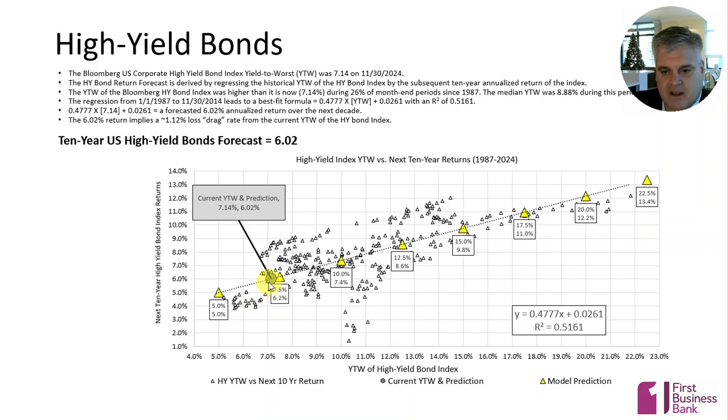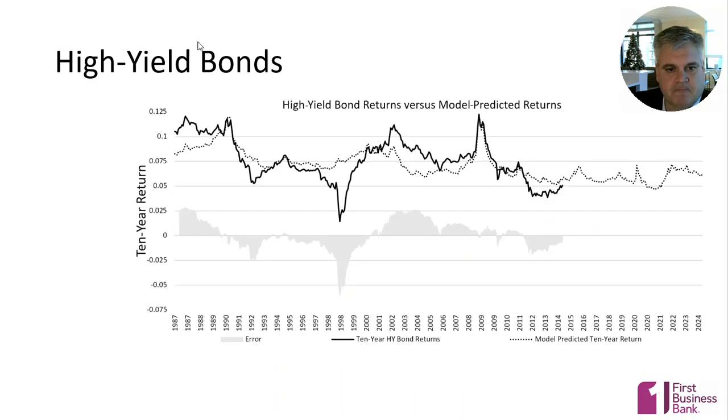But here you can see where things are looking from an explanation standpoint. So we're on the lower side of return expectations compared to historical norms here in the high yield bond space. And then here's how the model predicts the return. So you can see that there's been a little bit more error here over 10-year forecasting periods.